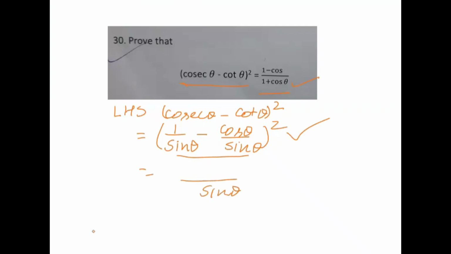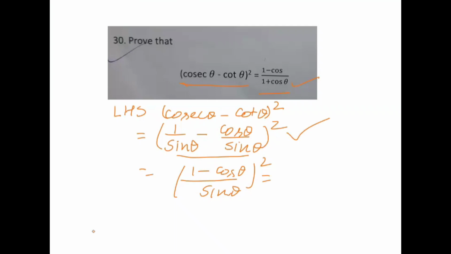So now we are going to write it in the form of 1 upon sine theta, and this is cos theta upon sine theta. Can we write like this? Okay, so we can write like this. Now take the LCM in this. So LCM will be sine theta, and this is (1 minus cos theta) whole square, right? So this will become (1 minus cos theta) whole square.